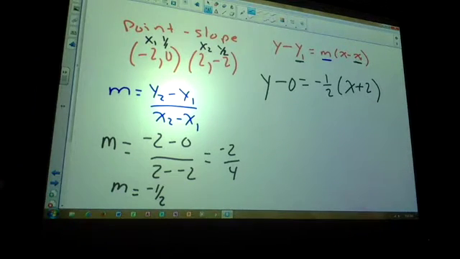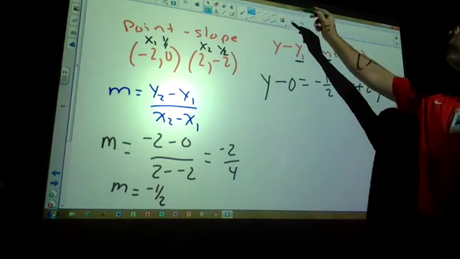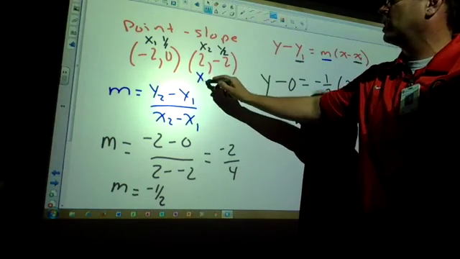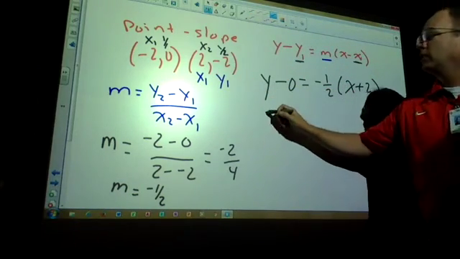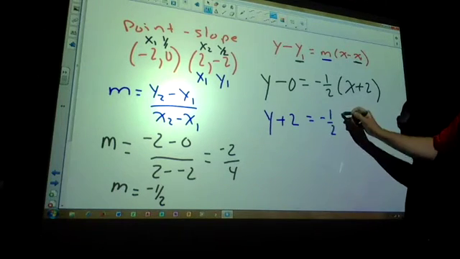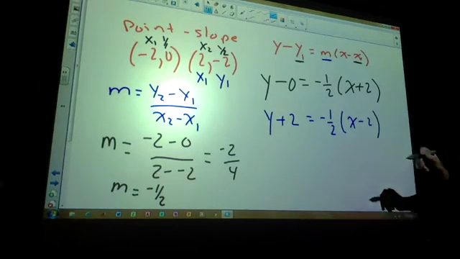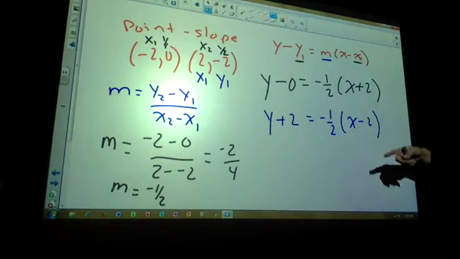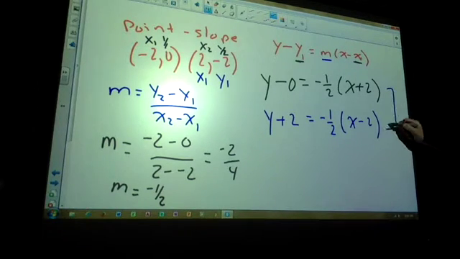That's the point slope that works with mine. Now, if you had made this the x1 and the y1, then your answer is going to be this. It's the exact same answer if I went and distributed -1/2 over the parentheses and moved things over. It's the exact same answer. But they want the answer in point slope, so understand that there are two different answers that work, and both are correct. Does that make sense?